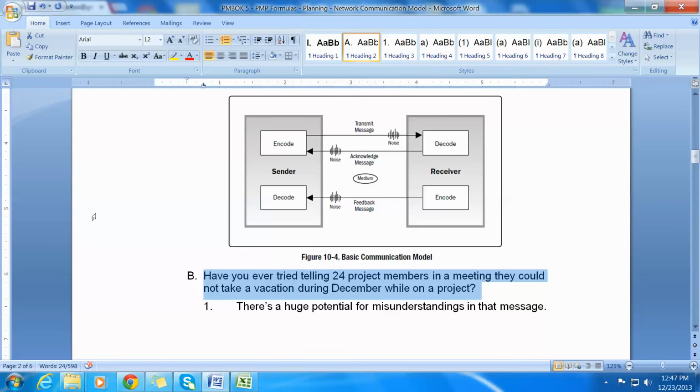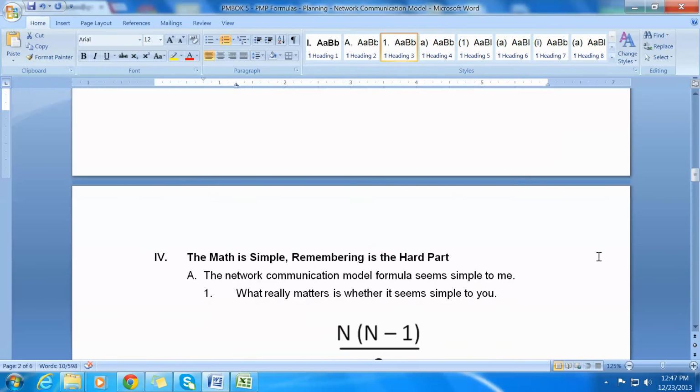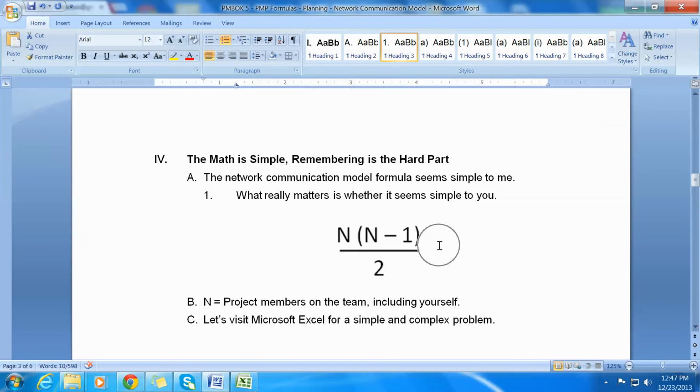Now, have you ever tried telling 24 project members in a meeting they could not take a vacation during December while on a project? In this kind of communication, there is a huge potential for misunderstandings in that message. So, what does this have to do with the formula? The network communication formula may seem simple to me, but it may seem difficult to you.